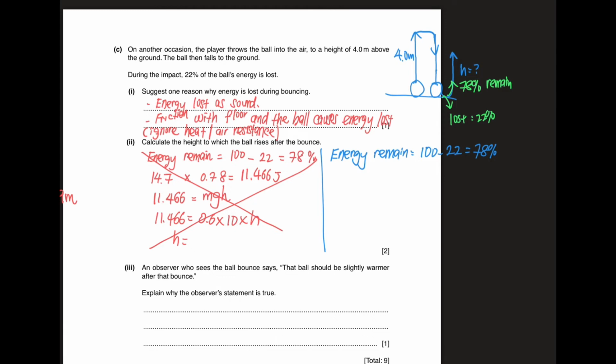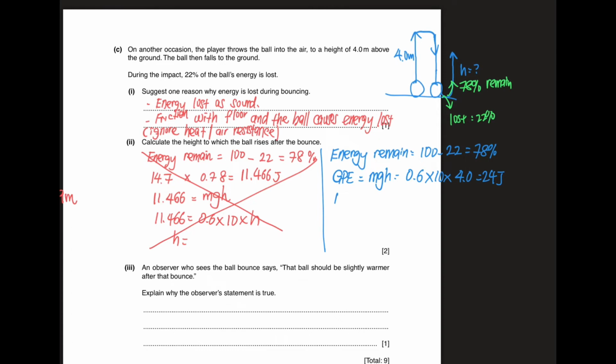14.7 cannot be used. Let us recalculate the mgh first. The GPE is mgh: 0.6, the ball with the same mass, 0.6, 10, and 4.0. So 0.6 times 10 times 4.0 is 24 joule. This is the original amount of energy, 24 joule, but only 78% remains.